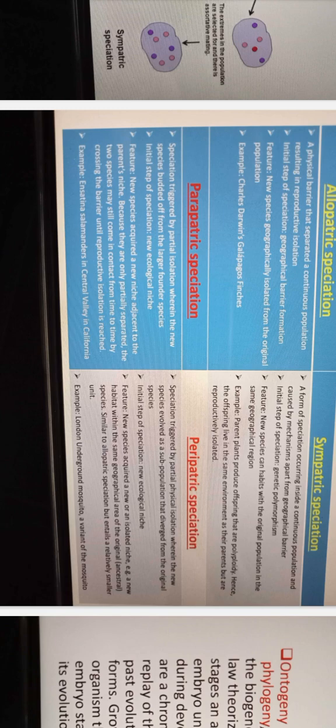Parapatric speciation. Speciation triggered by partial isolation, wherein a new species buds off from the larger founder species. Initial step of speciation, ecological niche. The new species acquires a new niche adjacent to the parent's niche. Because they are only partially separated, the two species may still come in contact from time to time by crossing the barrier until reproductive isolation is reached.